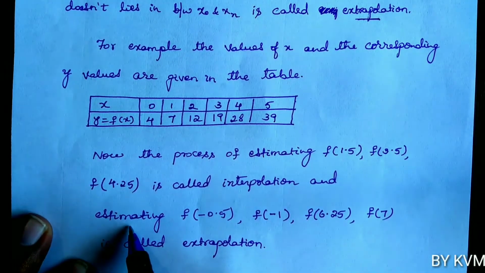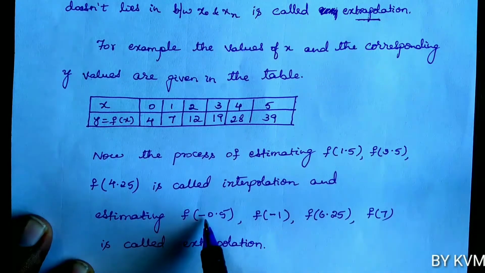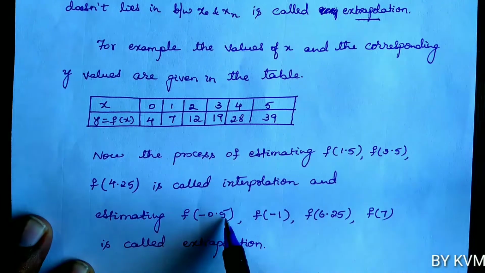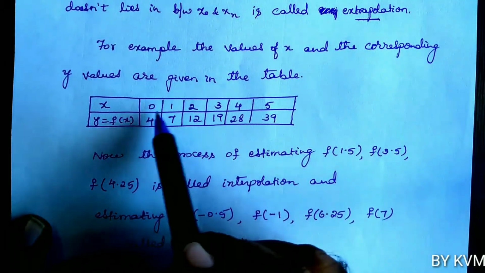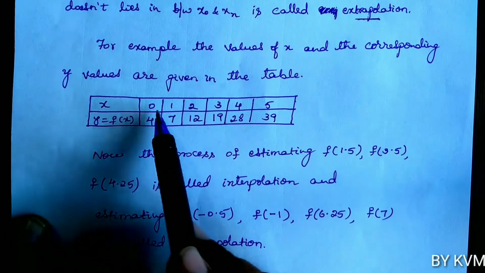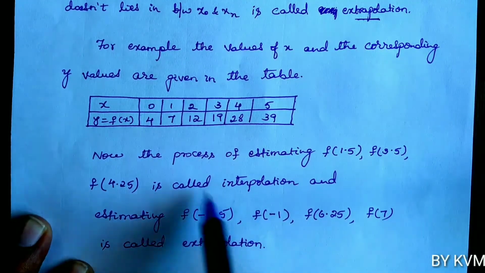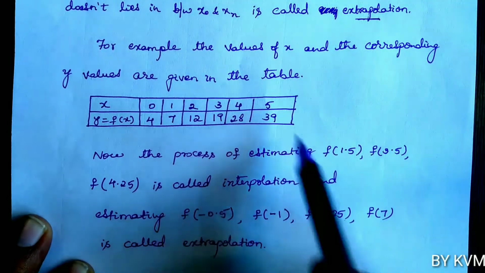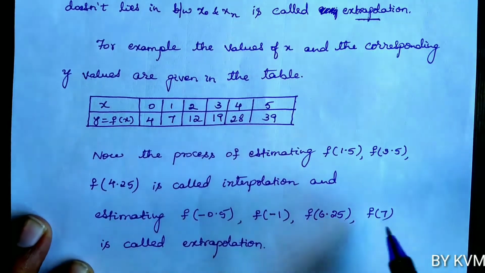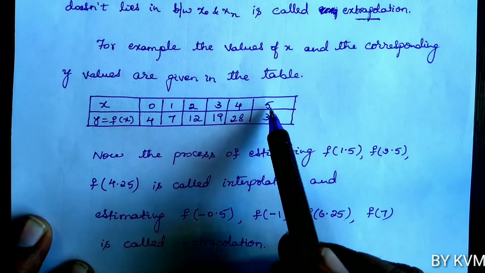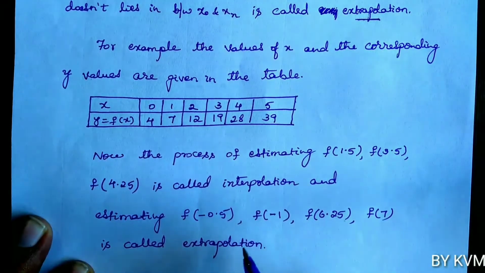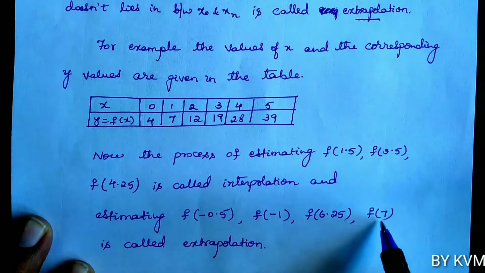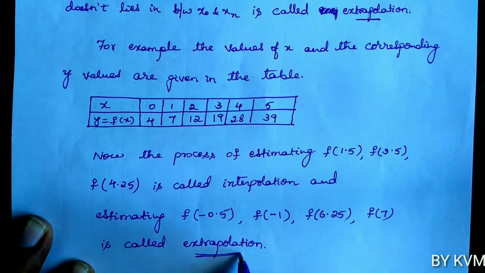And the process of estimating f of minus 0.5, so it lies outside 0. So minus 0.5 is not in this range, and minus 1 is also outside 0. It doesn't lie in between 0 and 5. And also 6.25, 6.25 is greater than 5, and also 7 also lies outside this range 0 to 5. So the process of estimating f of minus 0.5, f of minus 1, f of 6.25, f of 7 is called extrapolation.